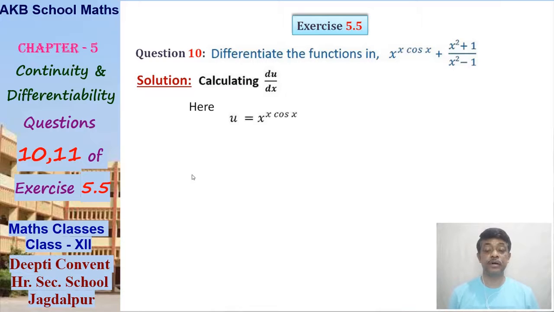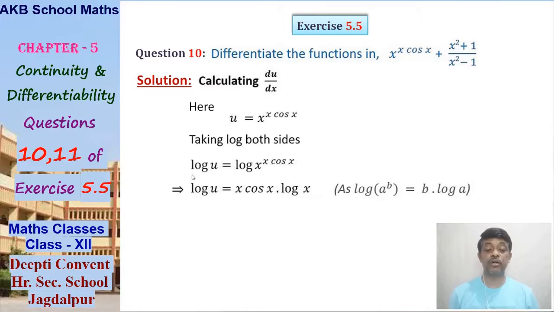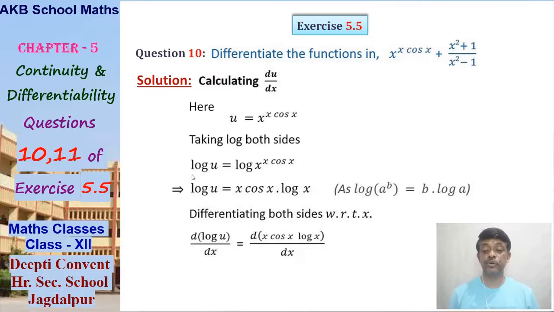Clear? Here a power quantity is given, that's why we are taking log. Take log on both sides, we get log u equals log of x to the power x cos x. Now as per the formula, log a to the power b equals b log a. So we write log u equals x cos x log x. Here a product function is on the right hand side. So differentiate both sides with respect to x.